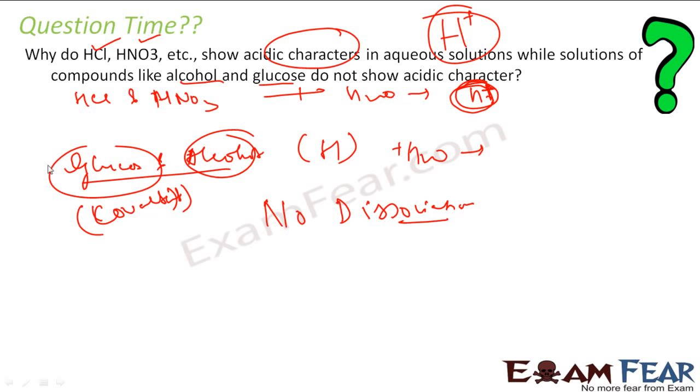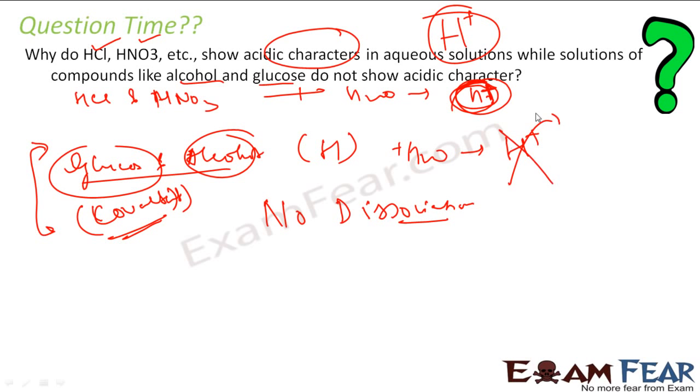We'll explain all these things again in class 11, why they don't break. Just for now, understand this: hydrochloric acid and nitric acid, when you put them in water, they break to give H plus ions. But glucose and alcohol, when you put them in water, even though they have hydrogen, it is very strongly bonded with covalent bonds and they don't dissociate. They don't break into H plus ions. So even though they have hydrogen, they don't give H plus ions.